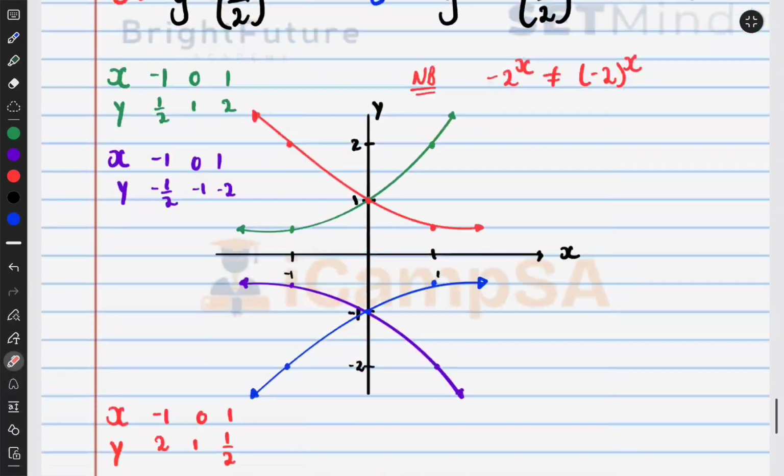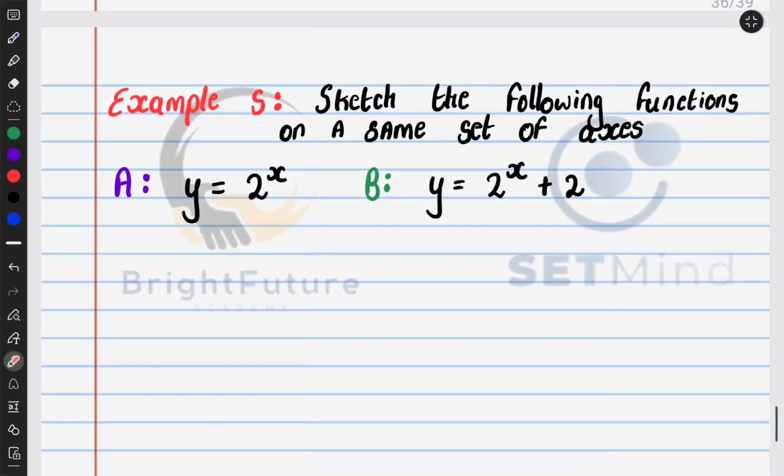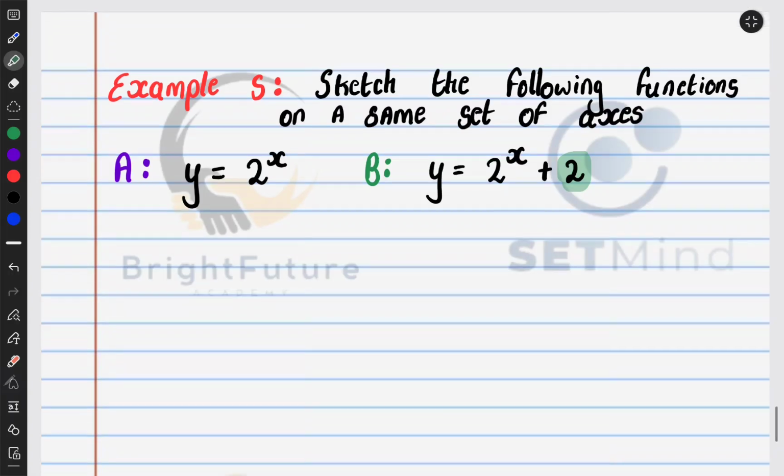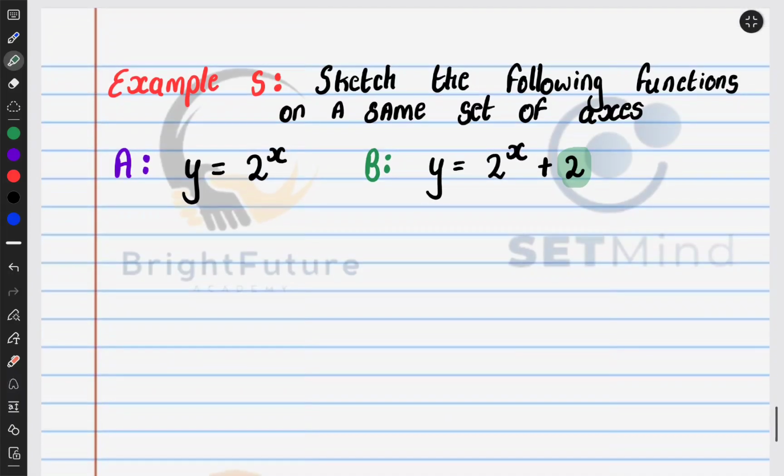Okay, next let's do the following example. Example number 5. Sketch the following functions on the same set of axes. What happens here is that we now have a new asymptote, which is 2. So that function has been shifted 2 units upwards.